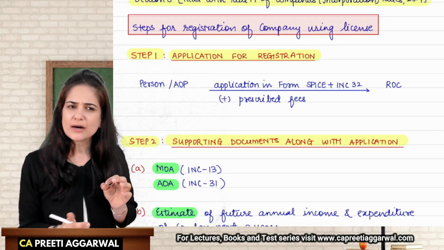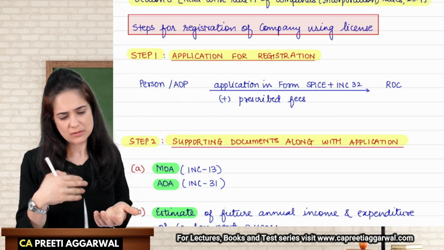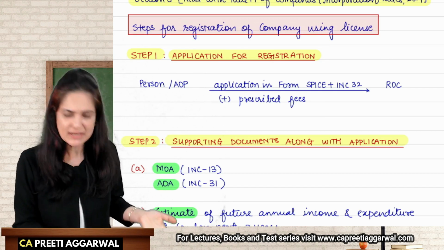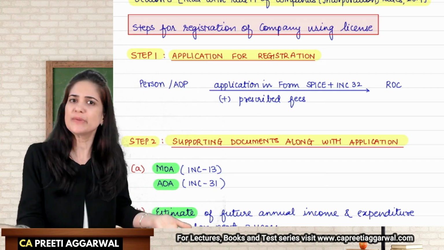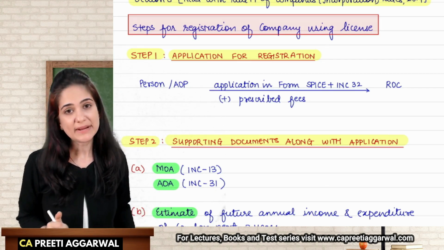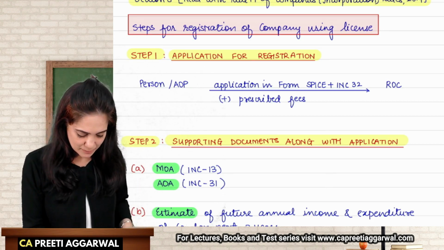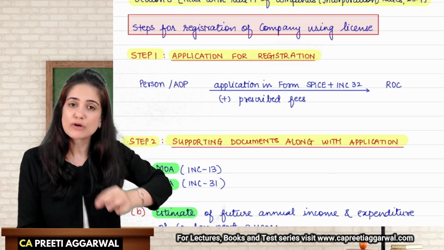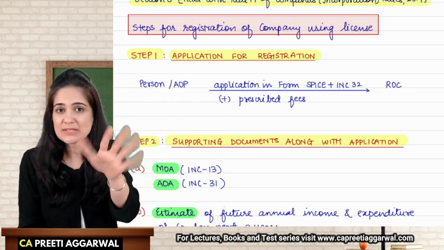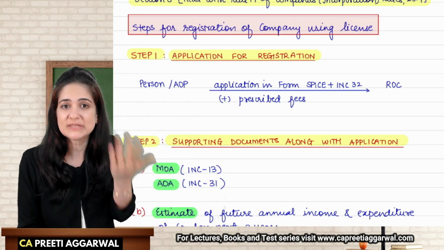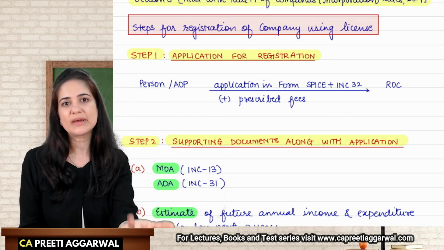Why will a person or association of persons make an application? Why not the company? The company should make an application to the ROC. My dear students, we are studying the procedure for registration of the Section 8 company. The company is not yet in existence. We want to form a Section 8 company. That is why we are making the application.